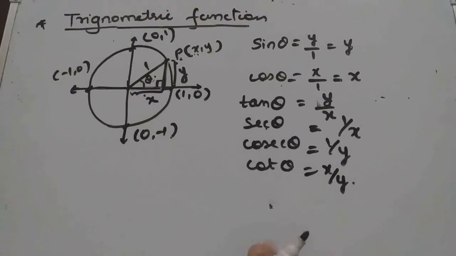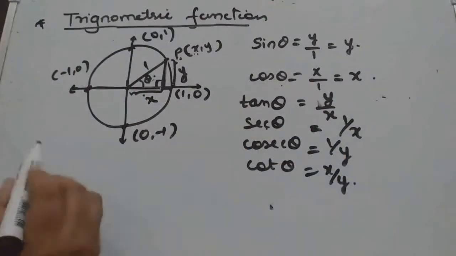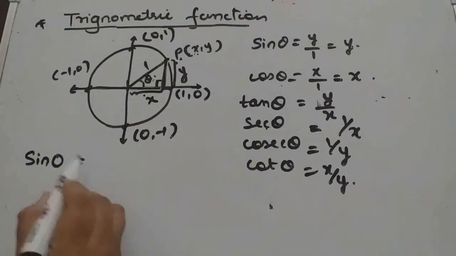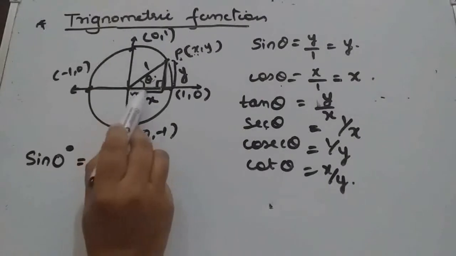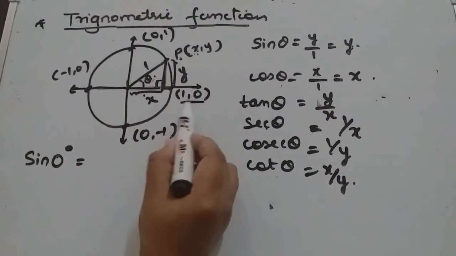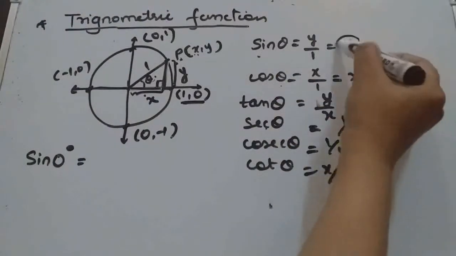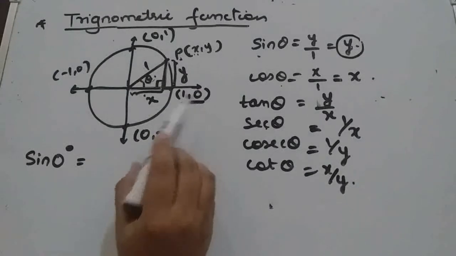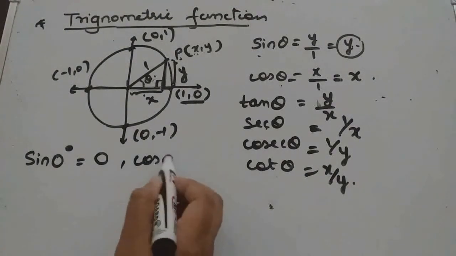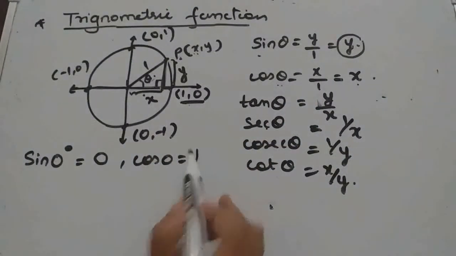Now, according to this, what will be sine 0? Sine 0 degree. 0 degree means the initial and terminal rays will be the same. So at this point, sine is represented by the y coordinate. What is the y coordinate? 0. So sine 0 will be 0. Similarly, cos 0 will be the x coordinate of this point, that is 1.